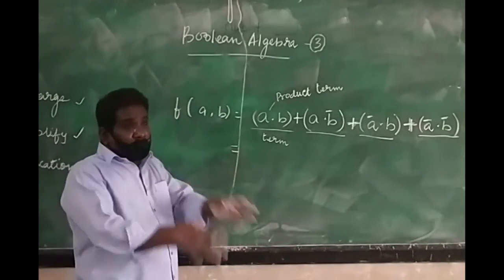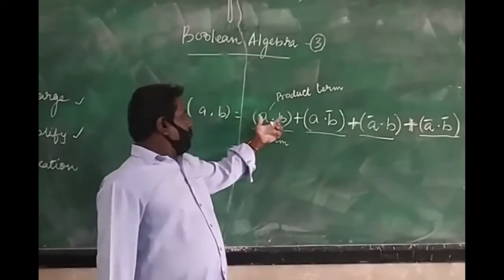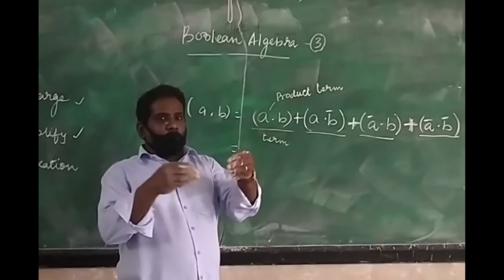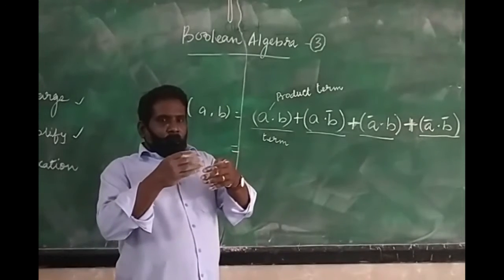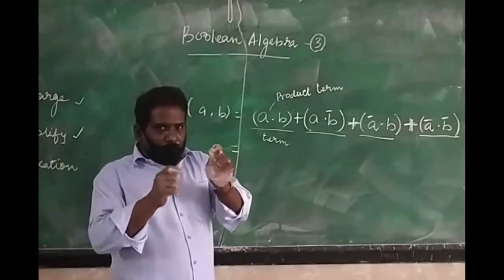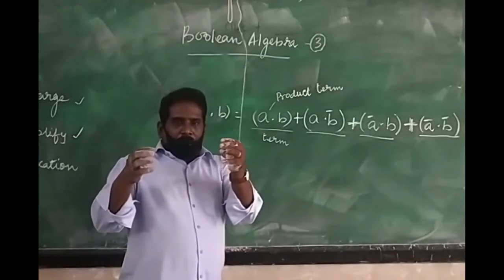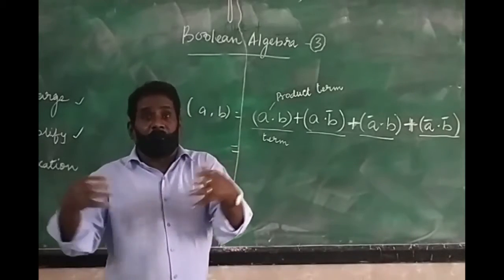Logically added, in such a way. So when more than one variable is multiplied, operated with the AND operation, that is said to be a product term. If more than one variable is instead of multiplication added, that is said to be a sum term.